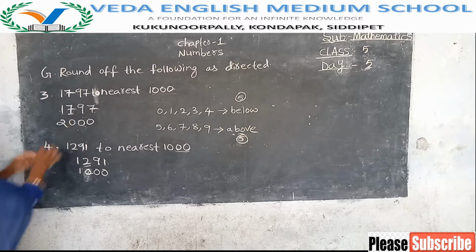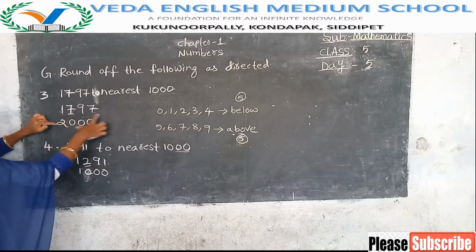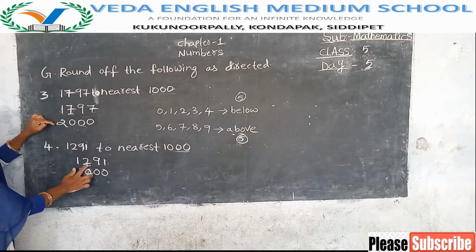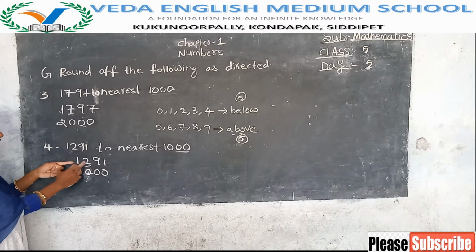Same like this only, see. 7 is above 5. If the number is above 5, then you have to increase the next number one time, and in the remaining places you have to write 0. Now 2 is a below-5 number. If the number is below 5, then there is no need to increase the next number. So if you check, it is a below number only.